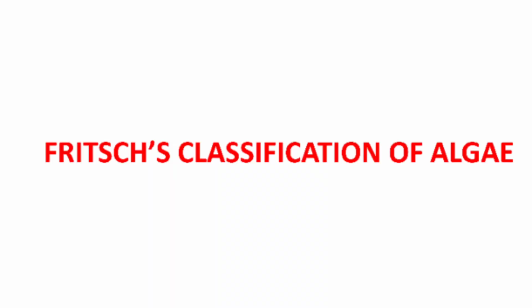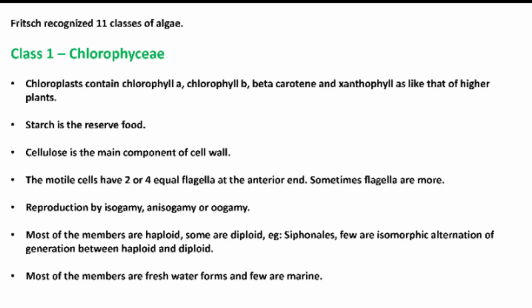Hi students, in this video I am going to discuss Fritsch classification of algae. Fritsch recognized 11 classes of algae. The first class is Chlorophyceae. Chloroplasts contain chlorophyll A, chlorophyll B, beta carotene and xanthophyll, as in higher plants. Starch is a reserve food. Cellulose is the main component of the cell wall.